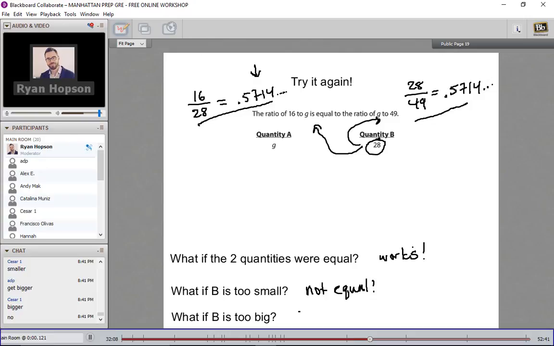And Caesar, I'll ask you to hold off just because you got that one so quickly. What if we made quantity A something smaller? Now what happens to this value? Quantity G goes down. What happens with this value? Absolutely. It's going to get bigger. How about this one? Very good. And so once again, will those two quantities be equal?